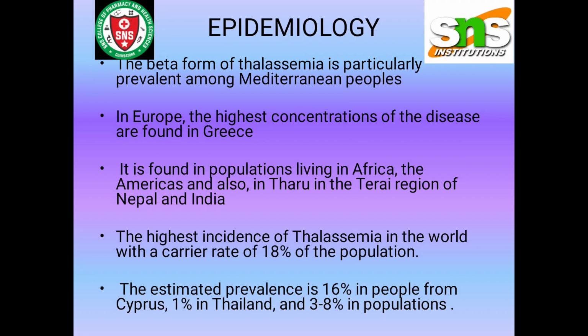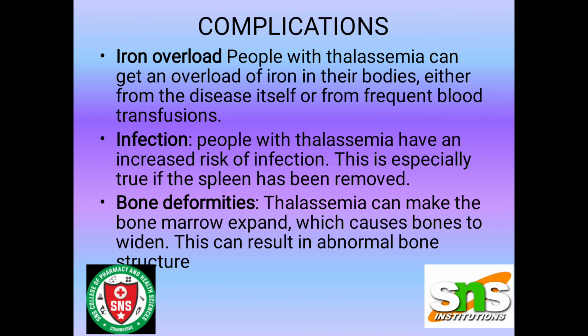And coming to the epidemiology, the beta form of thalassemia is particularly prevalent among Mediterranean peoples. In Europe, the highest concentration of the disease is found in Greece. It is found in populations living in Africa, the Americas, and also among the Tharu in the Terai region of Nepal and India. The highest incidence of thalassemia in the world has a carrier rate of 18% of the population. The estimated prevalence is 16% in people from Cyprus, 1% in Thailand, and 3 to 8% of populations in other regions.